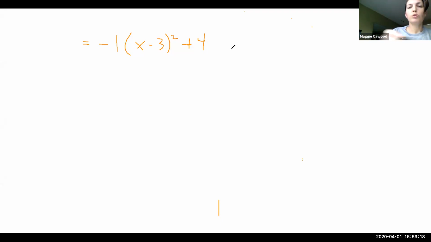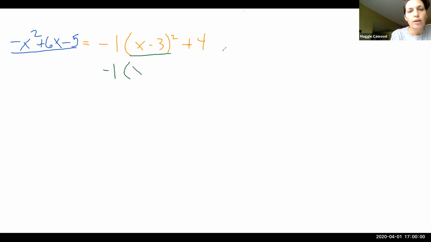Okay, so we need to show that this -x squared plus 6x minus 5 is equivalent. So this is my standard form over here, equivalent to my vertex form right here. Okay, so if you haven't paused and tried this on your own, take a minute, pause, try it, and then see how you do. All right? Okay, so if you're not wanting to try and you're feeling like you need some support, I am here for you.